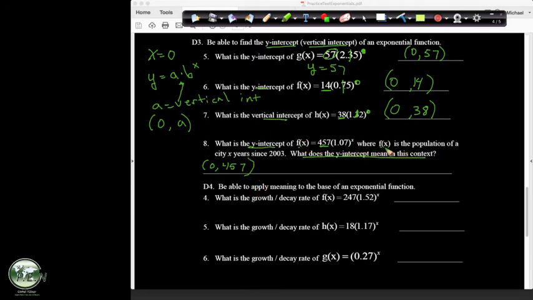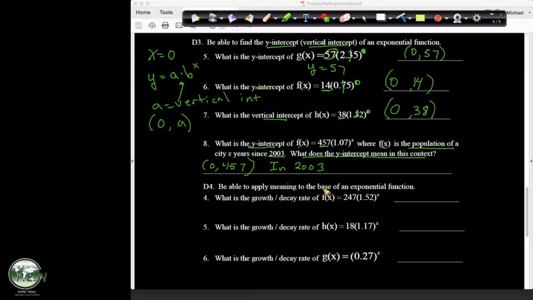Well, the equation f of x is the population x years since 2003. So when x is 0, what year is it? 2003. So to answer this last question, all I have to say is, let's just say it means that in 2003, the population was 457. So it's just knowing how to rephrase it.